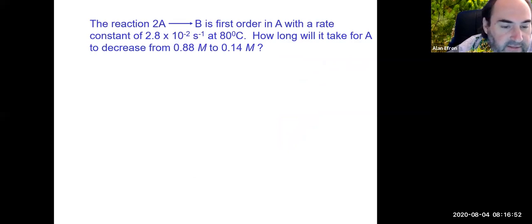All right, so why don't you give this a try and see what you come up with here. Take a minute or two. A reaction is first order in A, with a rate constant of 2.8 times 10 to the minus 2. How long will it take for A to go from 0.88 to 0.14? Take a minute or two and see what you come up with.